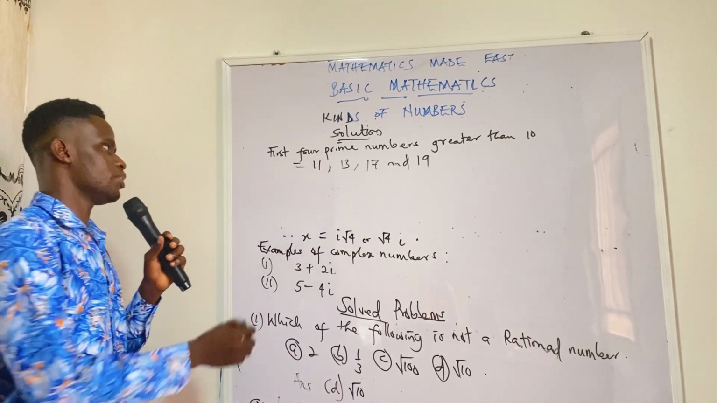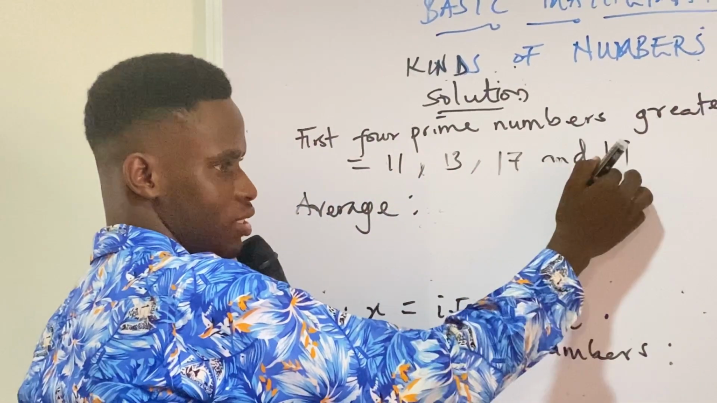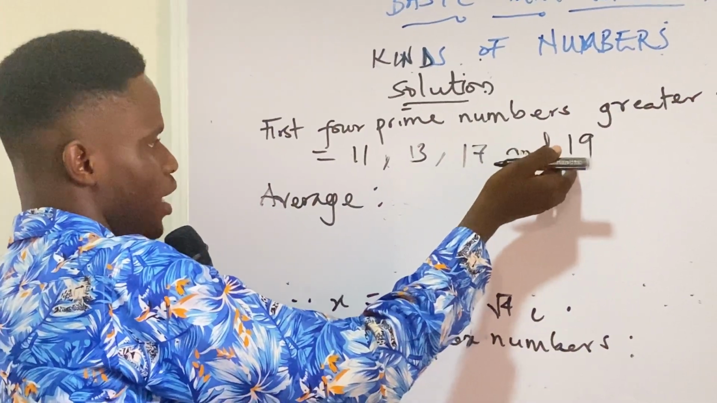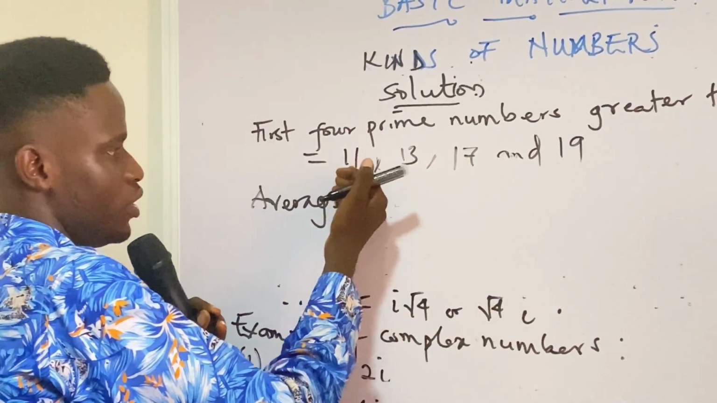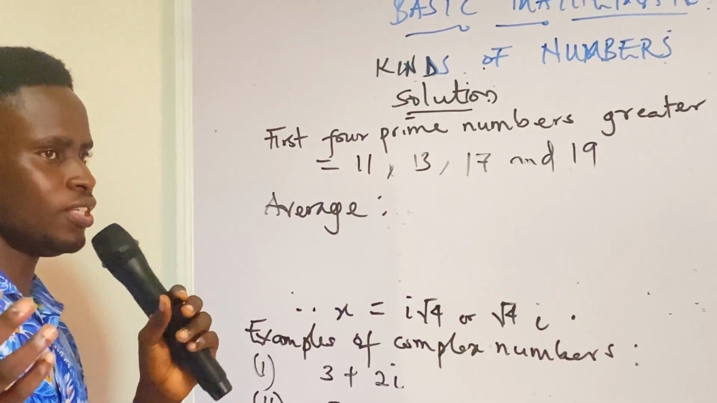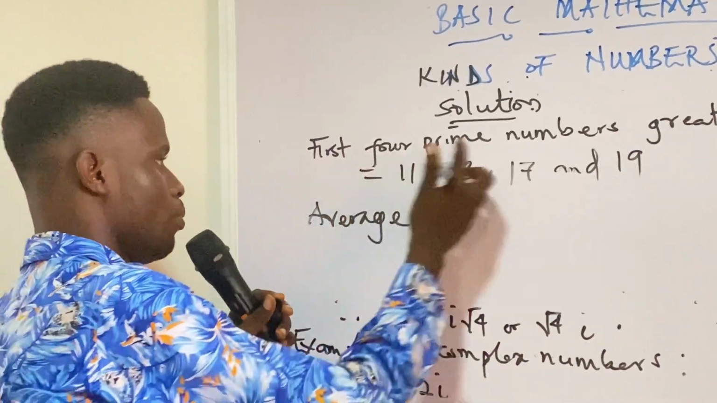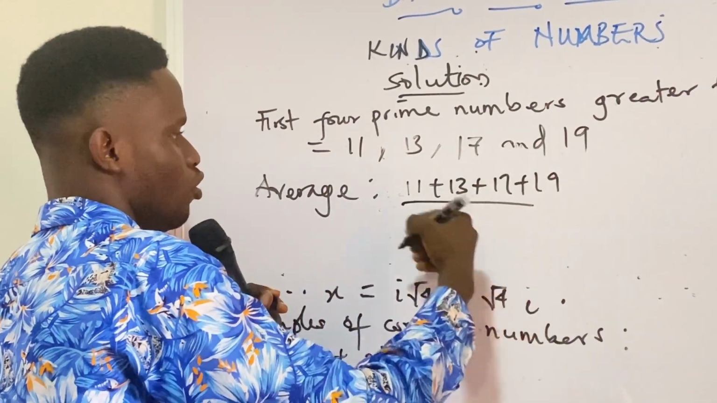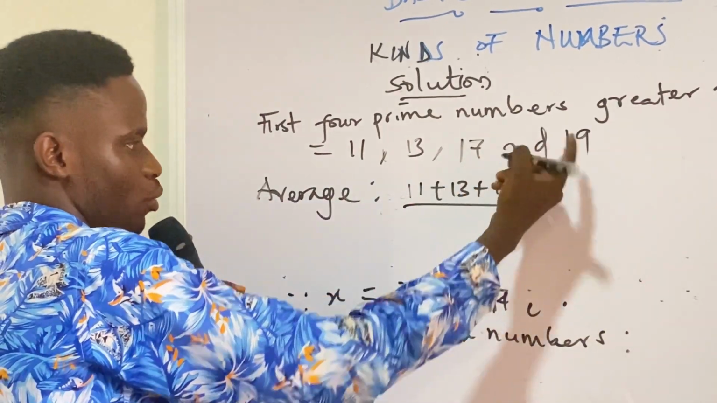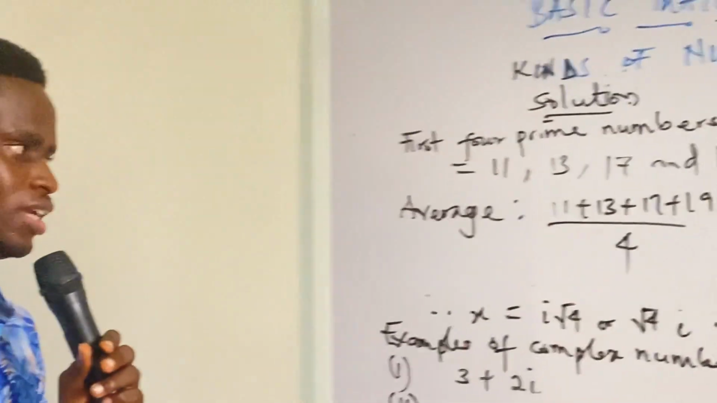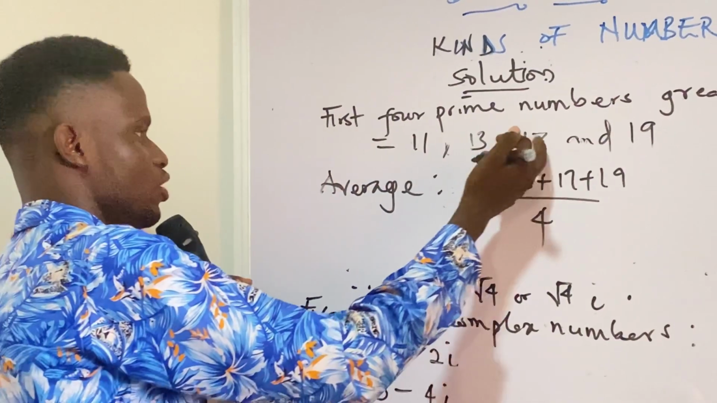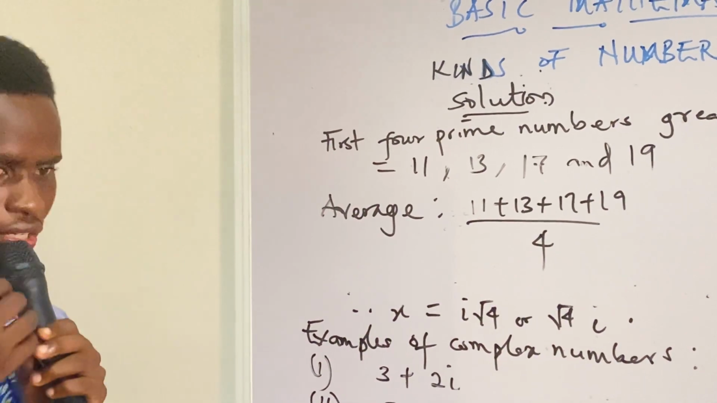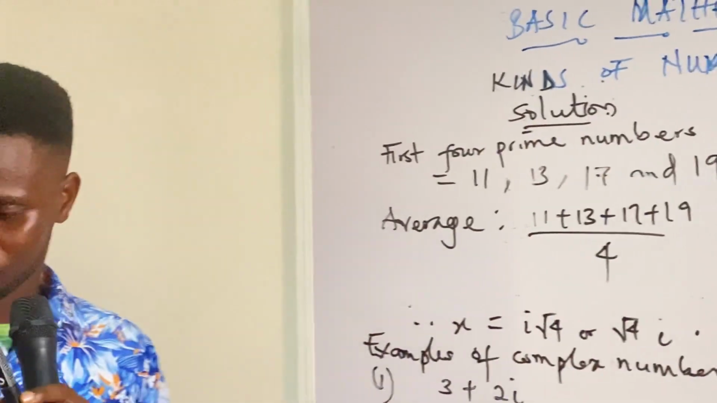And we have to find the average. That is, you sum up the numbers, then use the total count of numbers to divide it. To find the average, all you do is add: 11 plus 13 plus 17 plus 19. Then divide by the total number of values, 1, 2, 3, 4. We only have 4 numbers. If it is 3 numbers, it will be divided by 3. If it is 2, it will be divided by 2. So that's how to find the average of numbers.